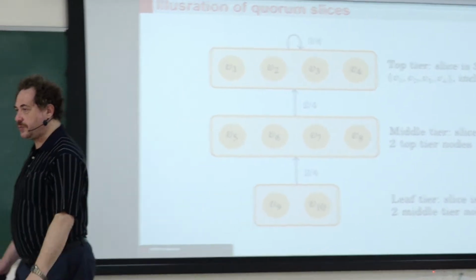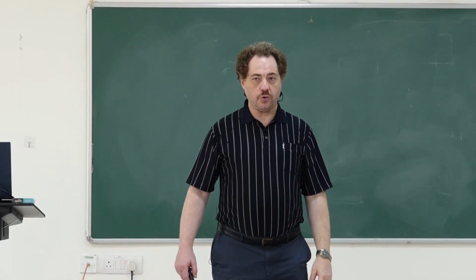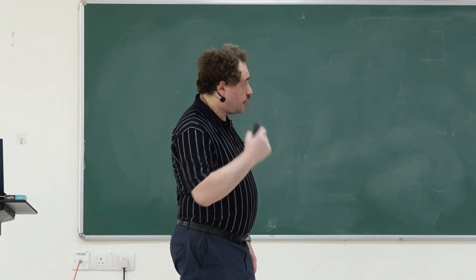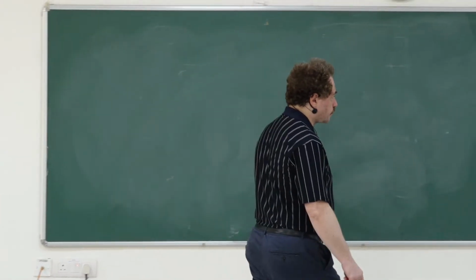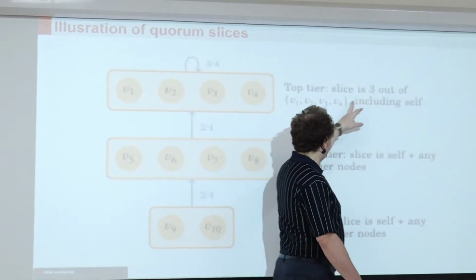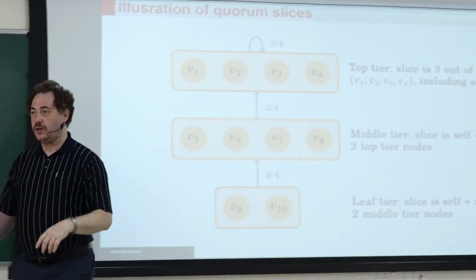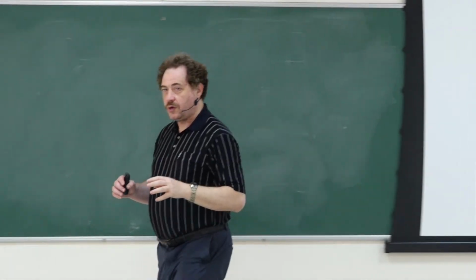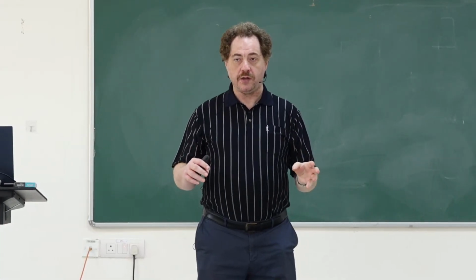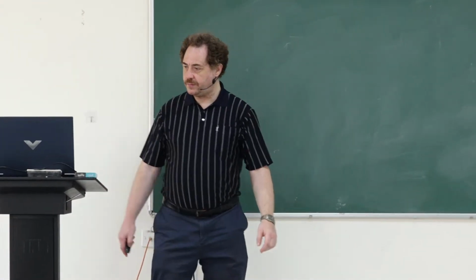But it's also possible for a slice not to include the node itself, right? It could be like here, a slice is 3 out of 4 nodes, and if it doesn't need to include itself, then this way the size of the quorum on a large-scale system can be significantly smaller than the size of the system itself, which is the point.